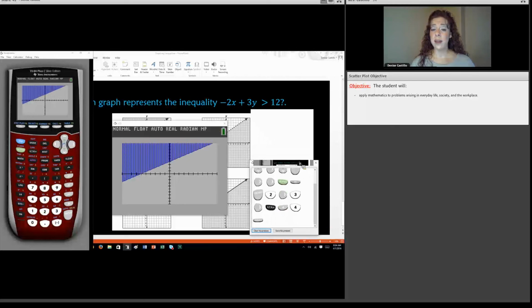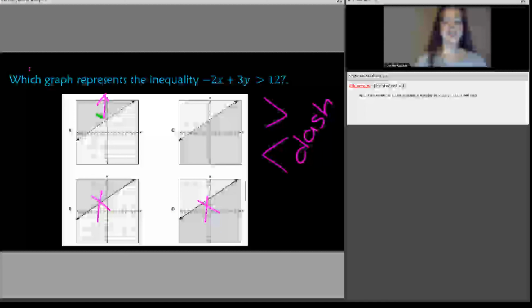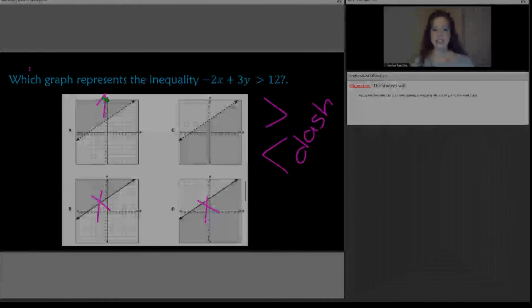Now, since it was y is greater than, that means the shaded part is going to be greater, or it's going to increase on the y-axis. So let's go back to our problem and check our answer choices. Now here, since our inequality symbol was greater than, you can see answer choice A, the shading is increasing. So the answer is A.